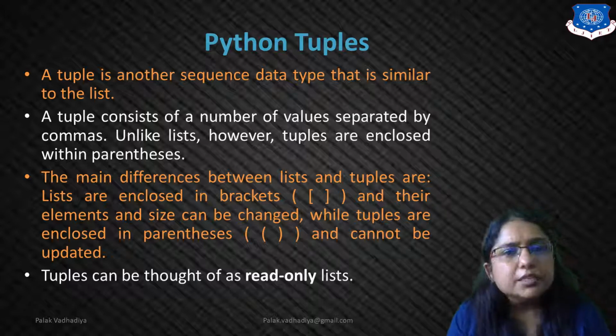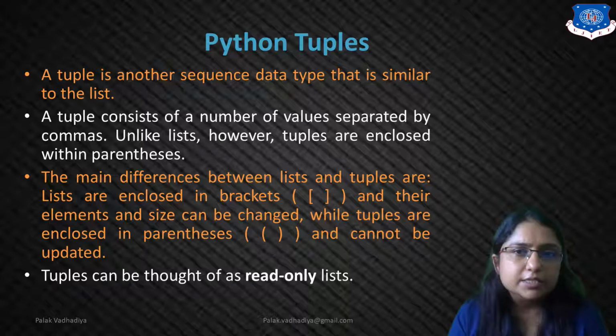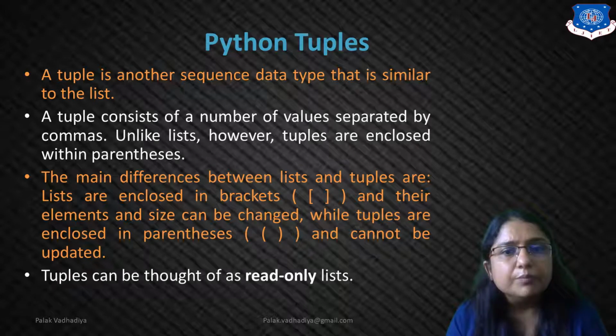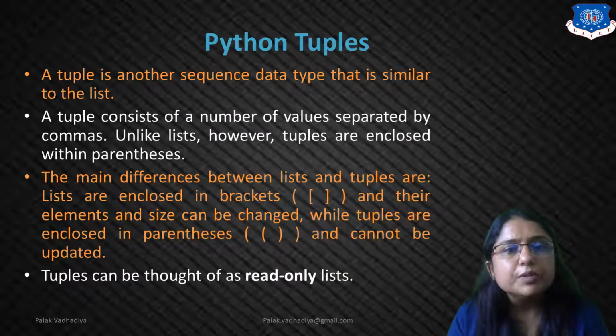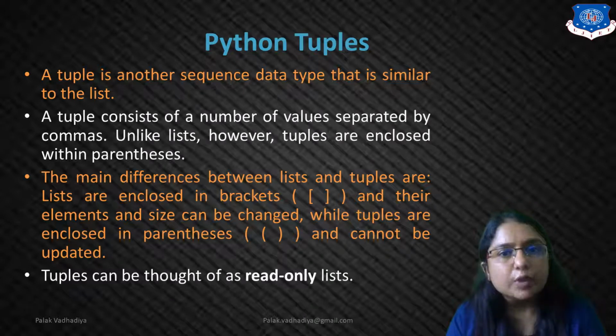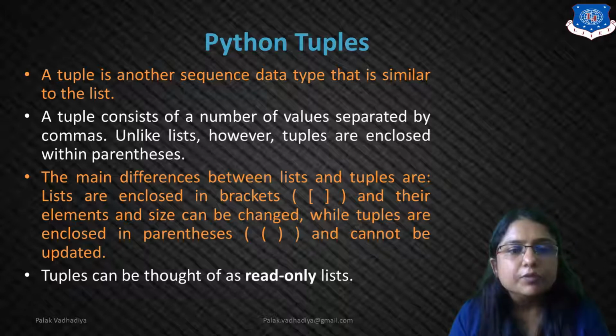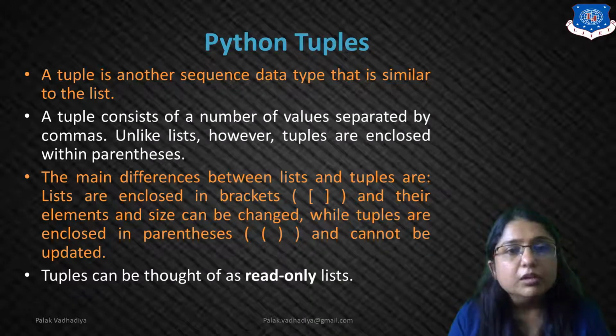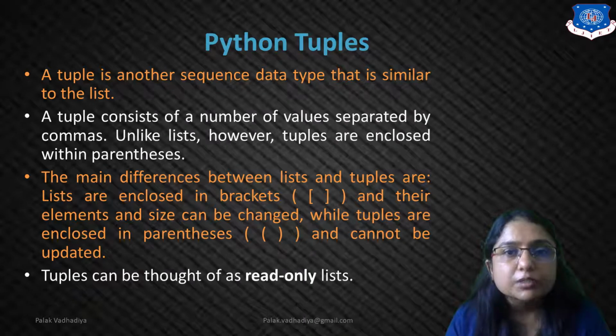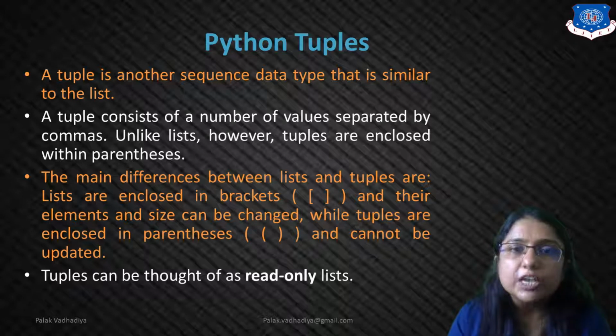Now next is tuples. A tuple is another sequence data type that is similar to the list. But the tuple consists of a number of values separated by commas. Unlike the list, however, tuples are enclosed within parentheses. See, for the list we have to use the square bracket, but for tuples what we have to do? We have to use round brackets. And the major difference between the list and tuple is what? The tuple is not mutable. That is, this is only a read-only list. You cannot change any value of the tuple.